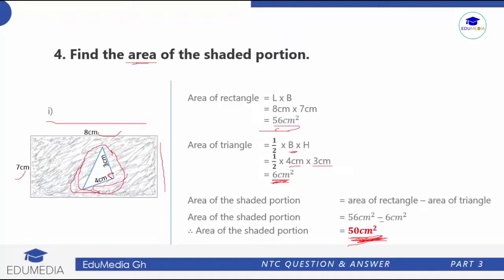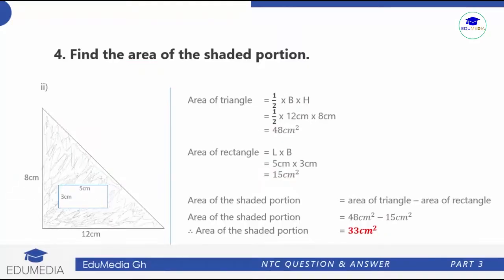So the next diagram here is also similar to the first one. Here we have a triangle and then the rectangle is in the triangle. So we have to look for the area of the shaded portion. The same way we did the previous question, we're going to look for the area of the triangle itself, then we look for the area of the rectangle and subtract it from the area of the triangle.